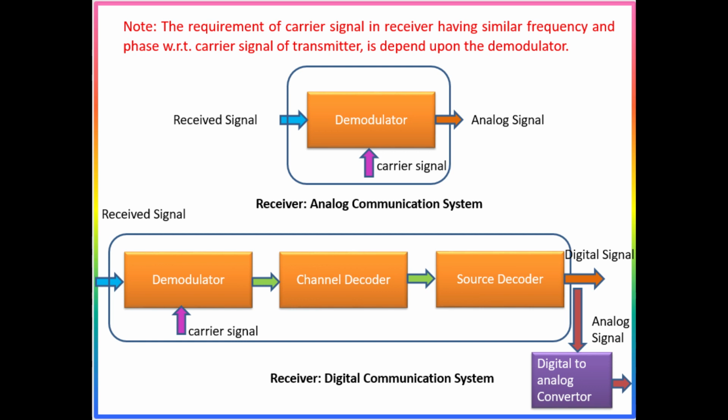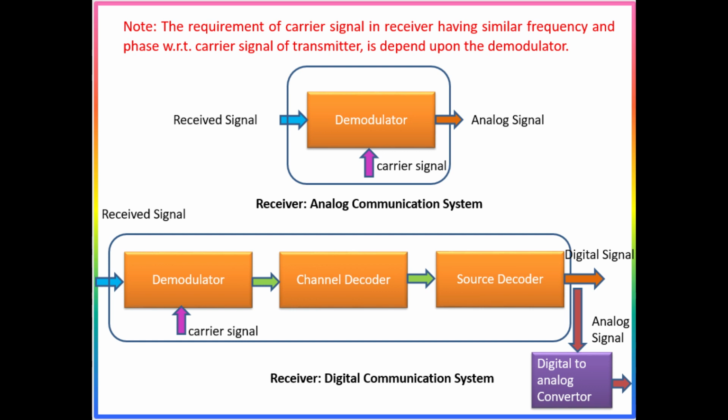For example, if we take synchronous detection, then the carrier signal is present, and if we take the example of envelope detector in AM, then there is no requirement of carrier signal at the receiver end. So, the presence and absence of carrier signal at the receiver end depends upon the demodulation methods.